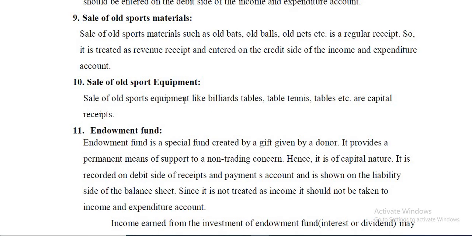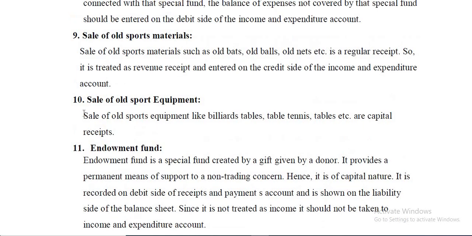Sale of old sports equipments like billiard tables, table tennis tables, etc. are capital receipts. Look here, old sports materials are treated as revenue receipts, whereas sports equipments like tables, like billiard tables or table tennis tables, etc., are to be taken as capital receipts and added to capital fund.